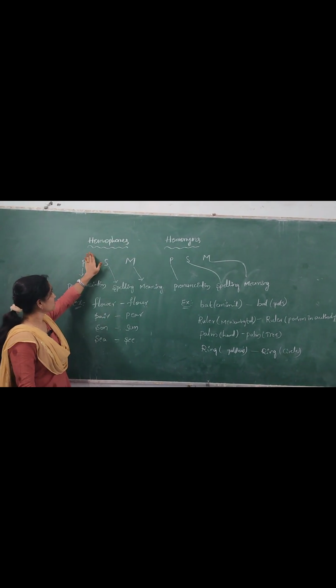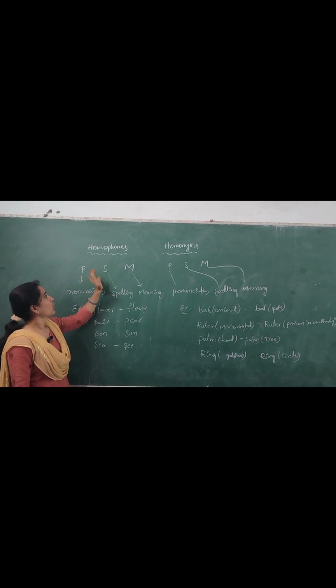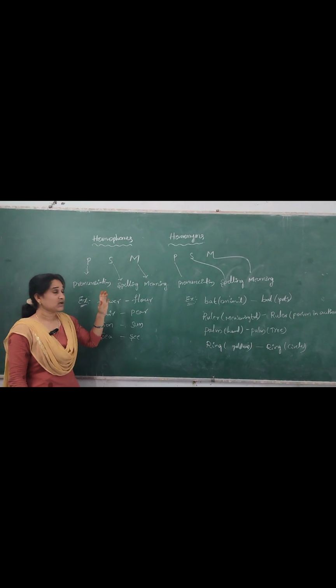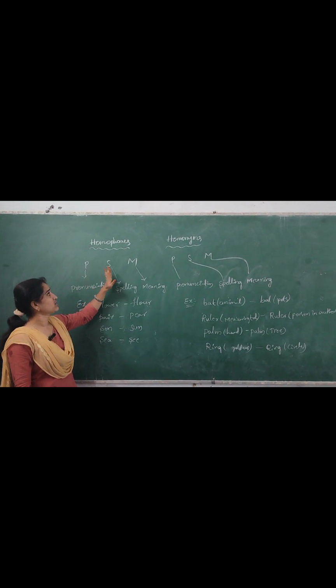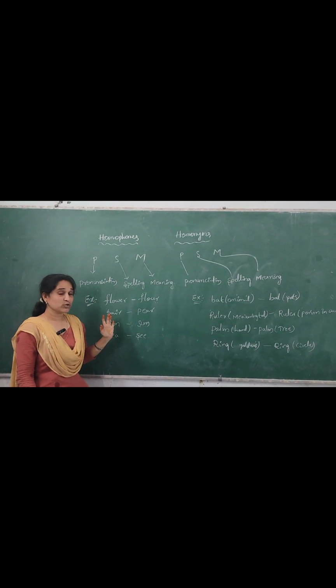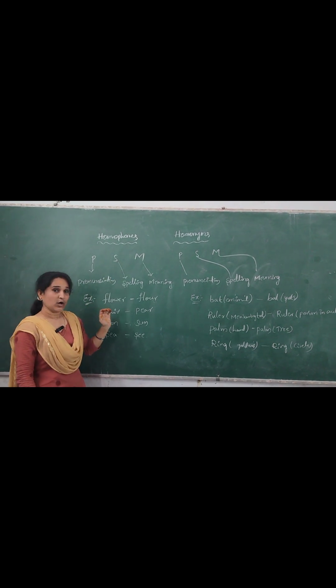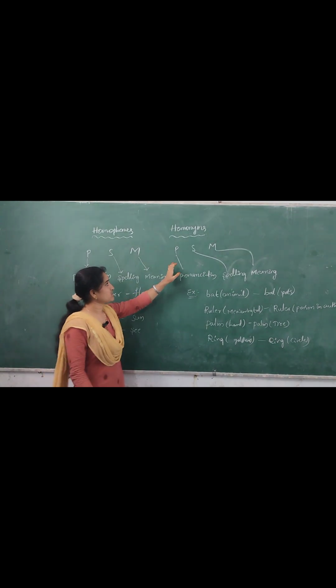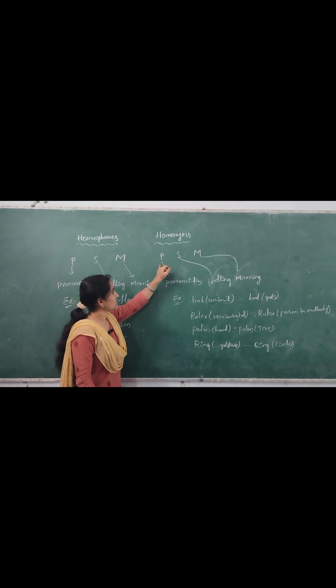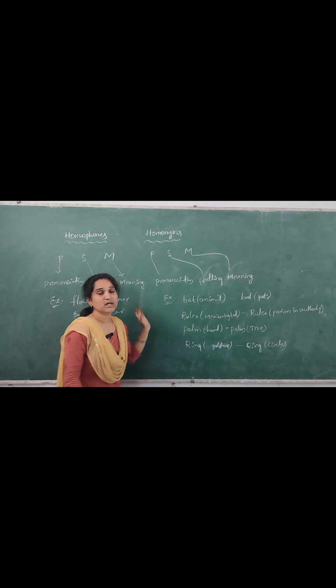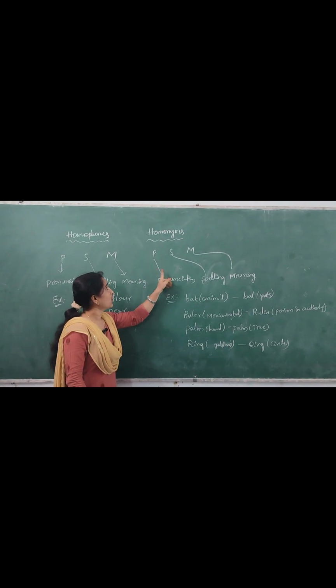See beta, generally, what is meant by homophones? Homophones are nothing but the words which have the same pronunciation but different spelling and different meaning. Those words are called homophones. And when it comes to homonyms, we have the same pronunciation and same spelling but different meaning. Those words are called homonyms.